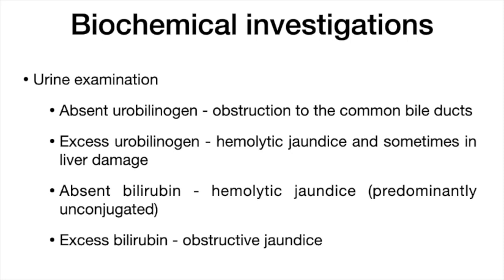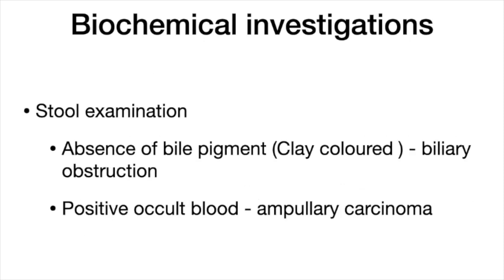In urine examination, there will be absence of urobilinogen, due to obstruction of the common bile duct. If there is excess urobilinogen, it means hemolytic jaundice. Absent bilirubin in urine indicates hemolytic jaundice, and excess bilirubin indicates obstructive jaundice because of the conjugated hyperbilirubinemia. In stool examination, there will be absence of bile pigment, and it may cause clay-colored stool.